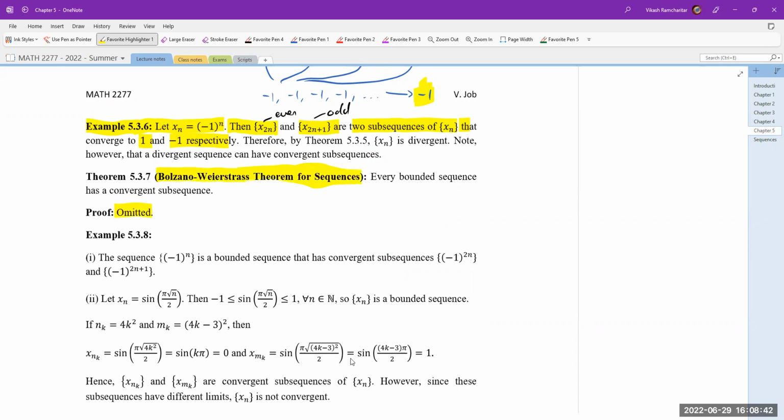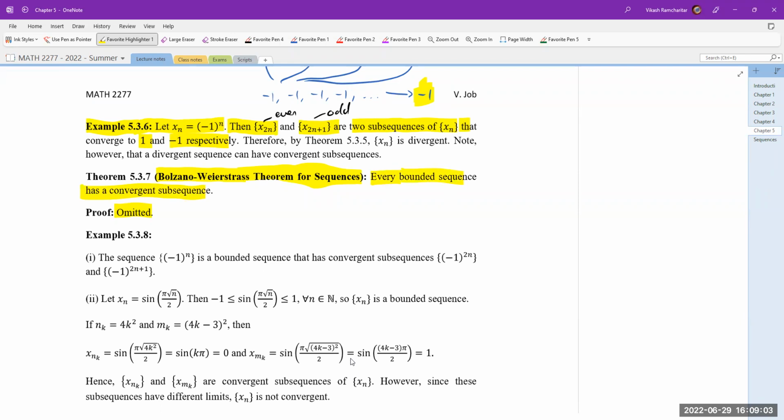Okay, we don't need to know how to prove it, although you all could prove this. You all have everything you need to prove it. To prove it, you need to use the Bolzano-Weierstrass theorem, the original one. And it basically says every bounded sequence has a convergent subsequence.